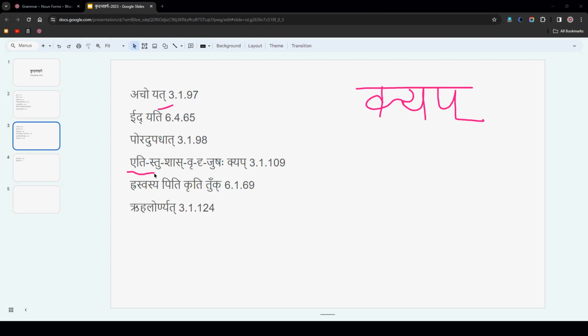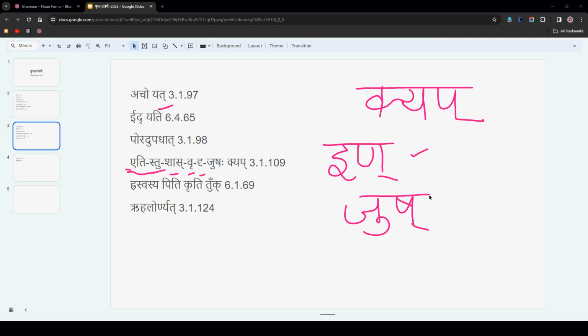Eti is actually the lat lakara of the in dhatu. Here the sutra says eti, but there are reasons for that; right now, think of it as in. Eti means gacchati. So the in dhatu, stu dhatu, shas dhatu, vru dhatu, dru dhatu, and the last one is jush dhatu.